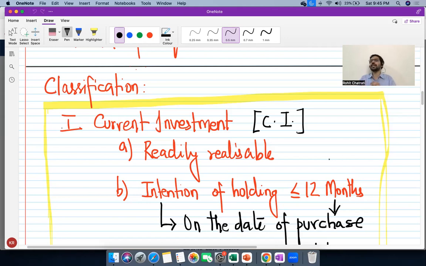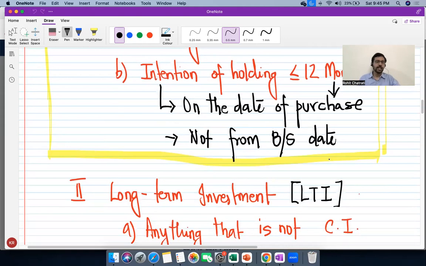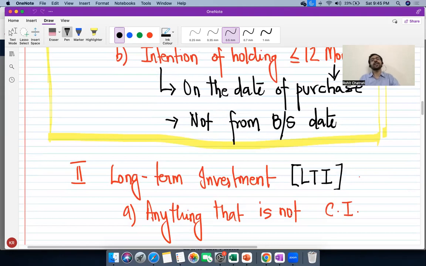So anything where the intent of holding is less than 1 year is going to be treated as a current investment. Anything which is not a current investment is going to be treated as a long-term investment. Long-term investment is anything that is not a current investment. So if I flip the definition around, any instrument where my intent is to hold it for more than 1 year, where I've purchased a particular instrument with an intention of holding it for more than 1 year, that will be regarded as a long-term investment.